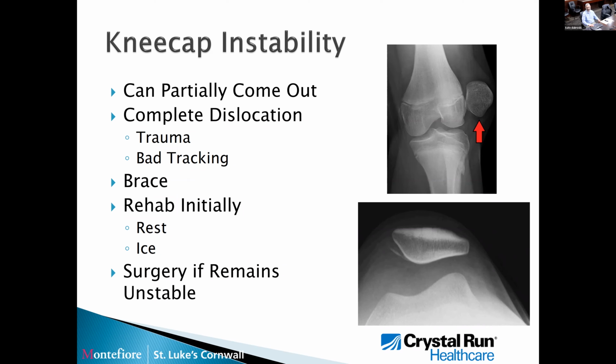This can occur because of trauma, because of an injury, or in some cases, it can actually occur without an injury. People just have a lot of laxity or looseness in their ligaments, and then their kneecap doesn't track correctly. So for treatment of this, obviously in the emergent setting, it is to get the kneecap reduced, and then afterwards brace it, do physical therapy, rehabilitation, including rest and ice. And then if you have persistent instability, consider surgery.